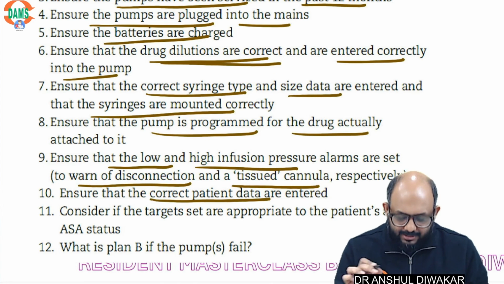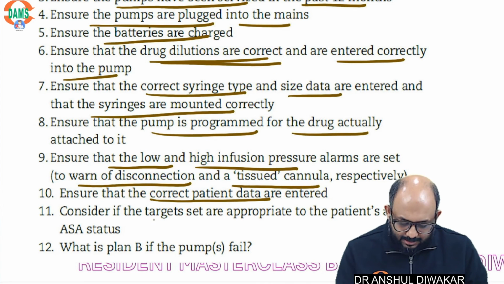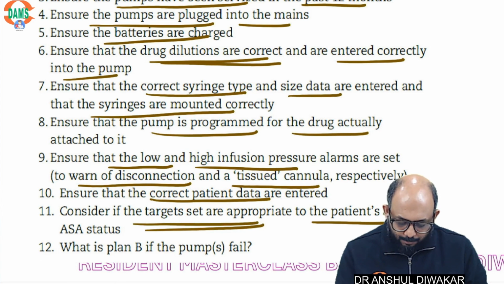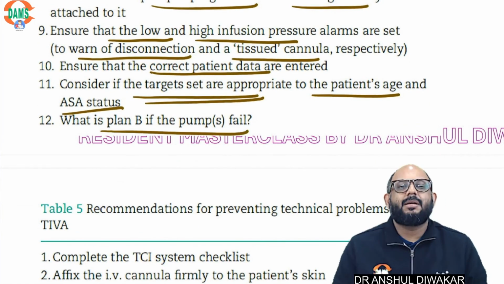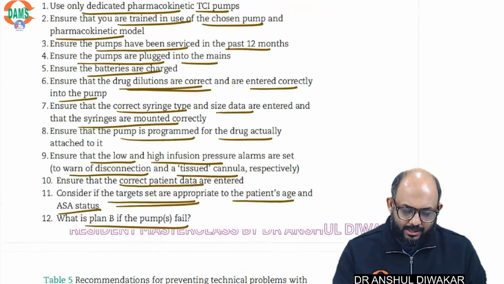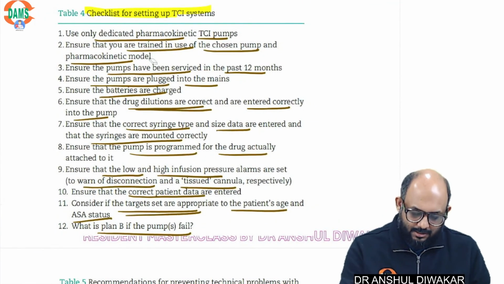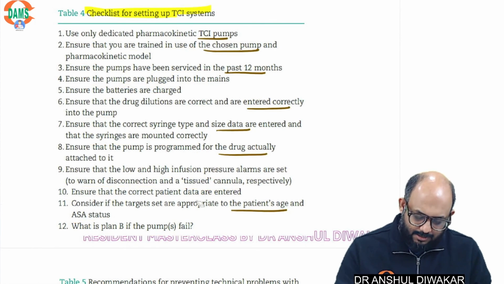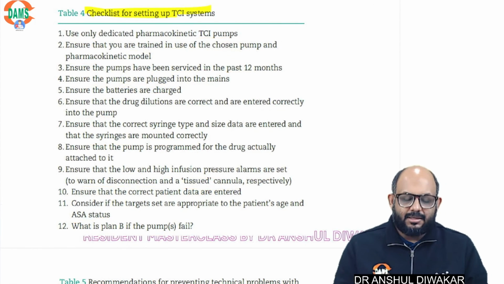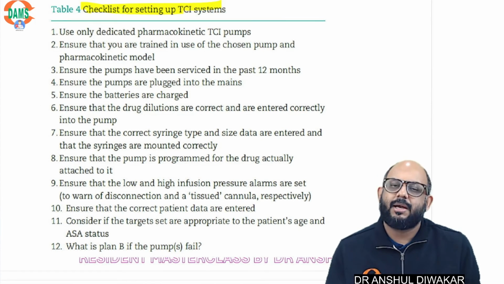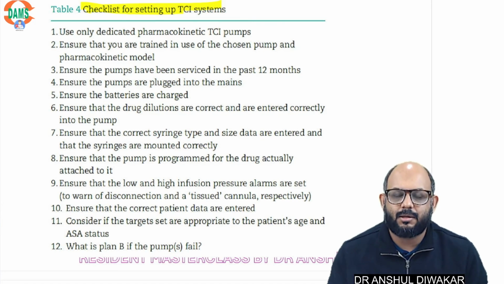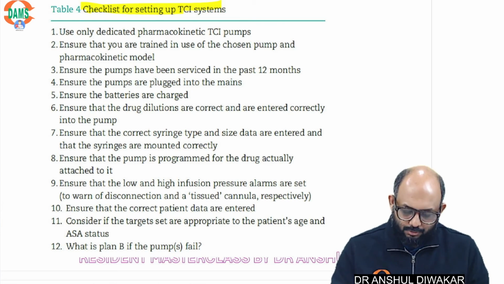Ensure that the patient data entered is correct. Consider if the targets are set appropriate to the patient's age and ASA status, and what is the plan B in case of pump failure, right? So this is the checklist. And this checklist, you can actually think every day you do this for all the other drugs that you give, for all the other methods of anesthesia that you practice.